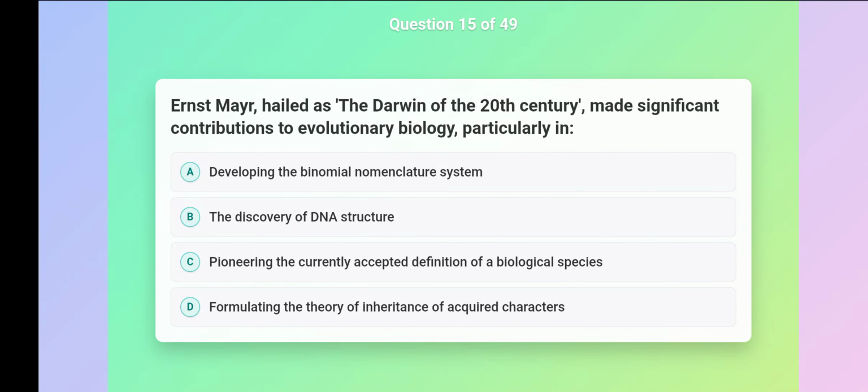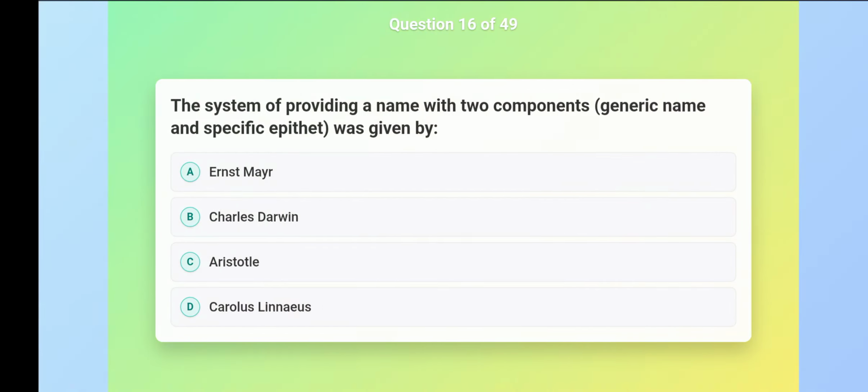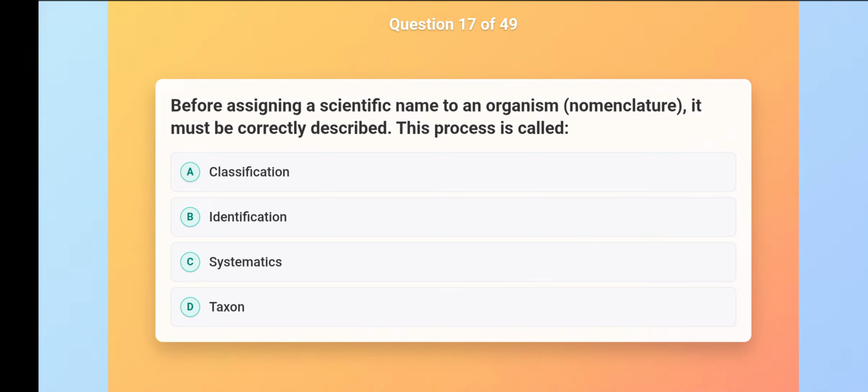Ernst Mayr, hailed as the Darwin of the 20th century, made significant contributions to evolutionary biology, particularly in pioneering the currently accepted definition of a biological species. The system of providing a name with two components, generic name and specific epithet, was given by Carolus Linnaeus. Before assigning a scientific name to an organism, nomenclature, it must be correctly described. This process is called identification.